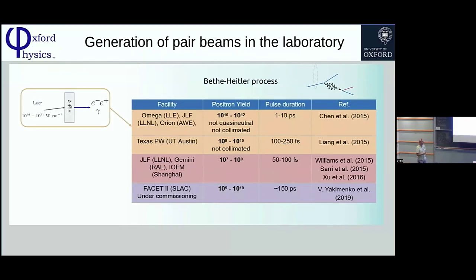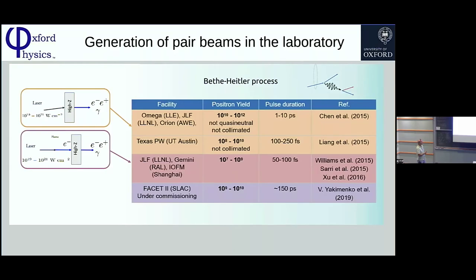Most of the work initially has been done on laser facilities, where essentially you fire a laser into a high-Z material, and this produces pairs of electrons and positrons plus gammas. The efficiency can be quite large, but these beams tend to be not entirely quasi-neutral, and they are also not really collimated. There are other techniques where you fire a laser into a plasma to produce a wakefield.